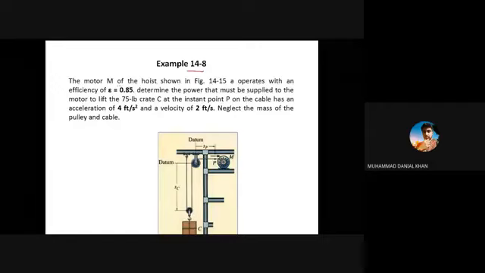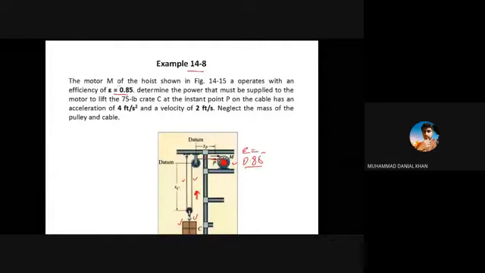of 0.85. This is the motor. If you understand this diagram, this is a motor, we have this rope, and here we have a weight. When this motor rotates, due to the force that it applies on the rope, the weight moves upward. So the motor is helping this system to lift this weight at point C. The efficiency of this motor is 85%, or 0.85.